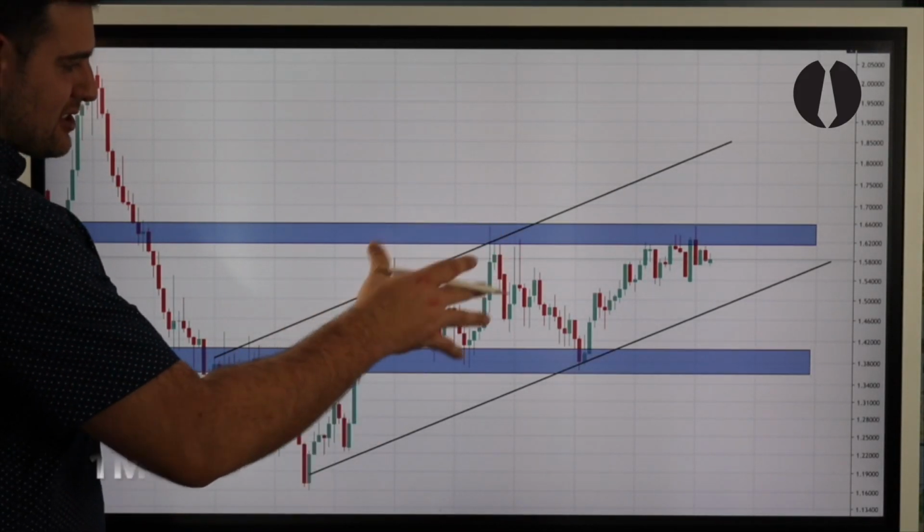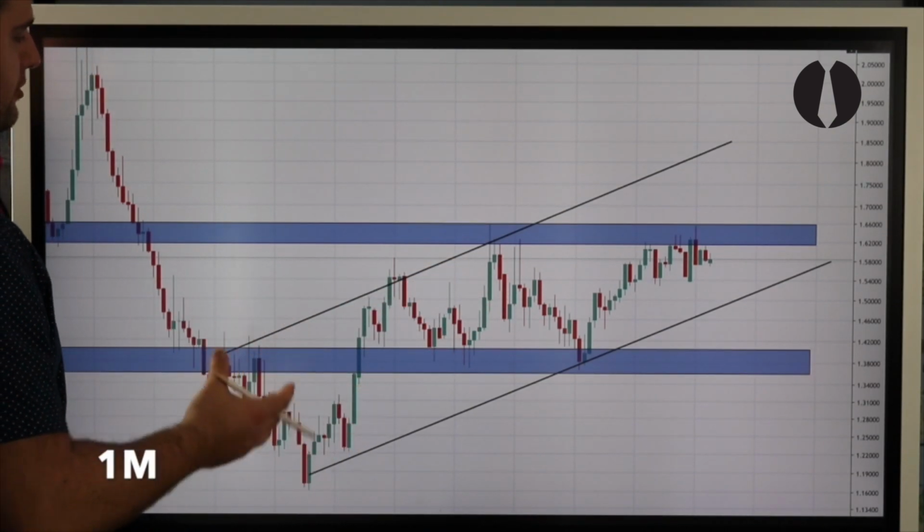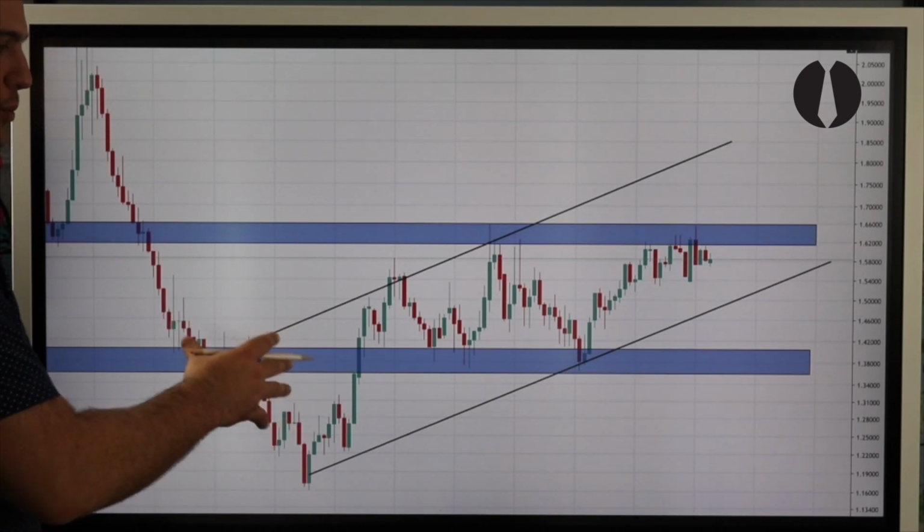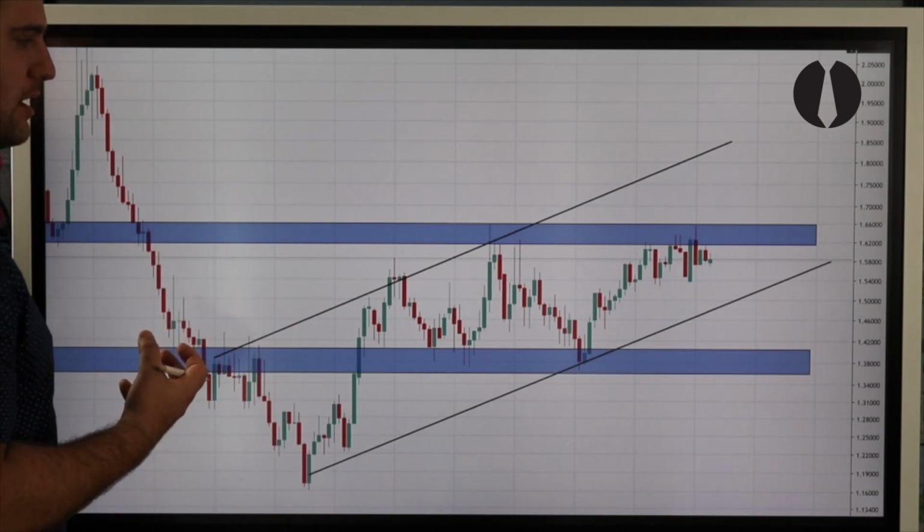Now, I know this looks pretty complicated. It's not. Let's talk it through. Here's our monthly upper zone. Here's our monthly lower zone. We identified that when we zoomed out. We saw a lot of buy and sell pressure at these areas.